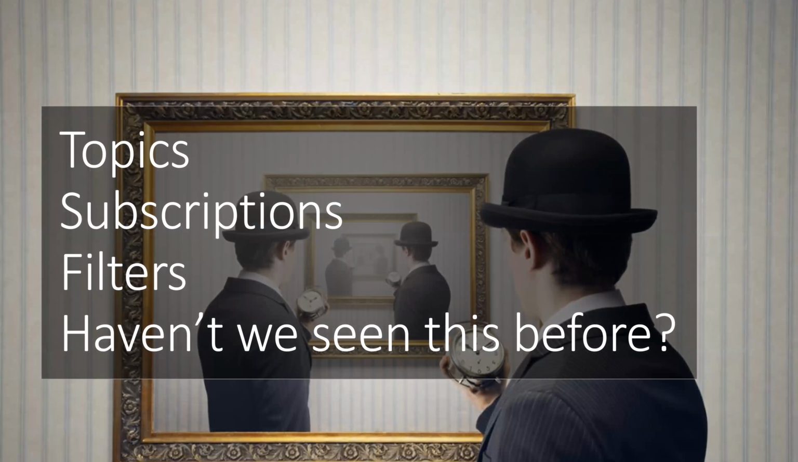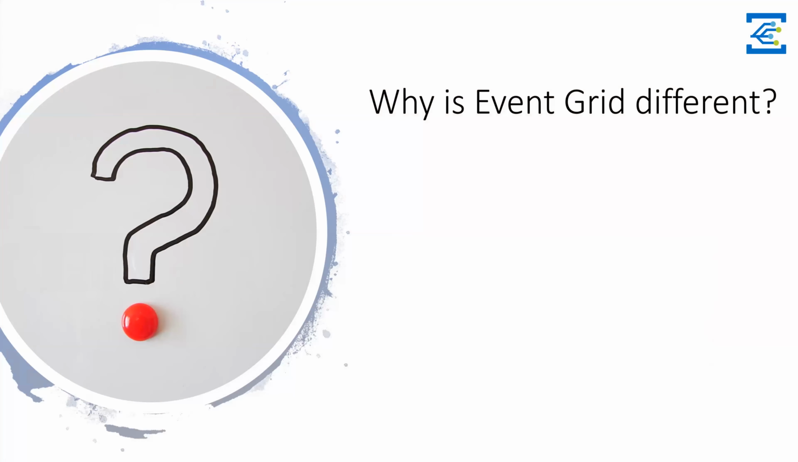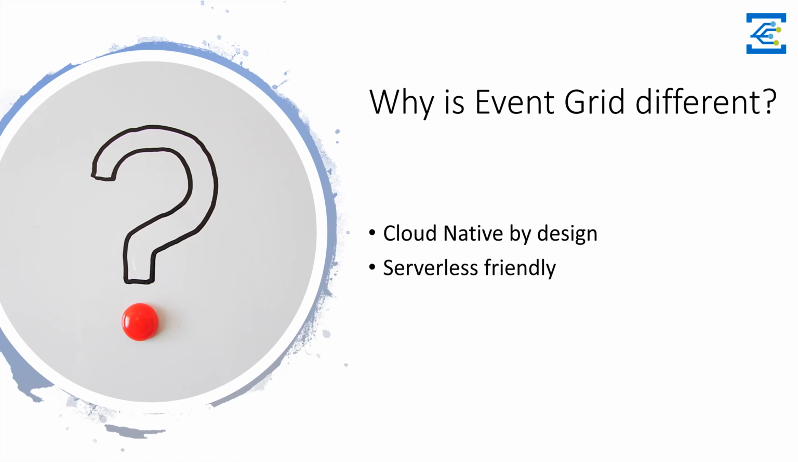Now, we talked about topics, subscriptions, filters. You know, we've seen it all, right? We've seen it at least with Azure Service Bus. So then why Event Grid? Why is it so different? Well, it's cloud native by design. Unlike other services, for example, Service Bus, which was designed around, what, 8-9 years ago, went into production, Event Grid was designed recently with cloud in mind, with the scale that is required.